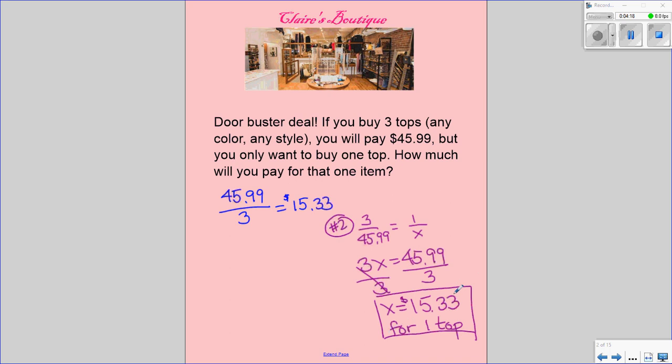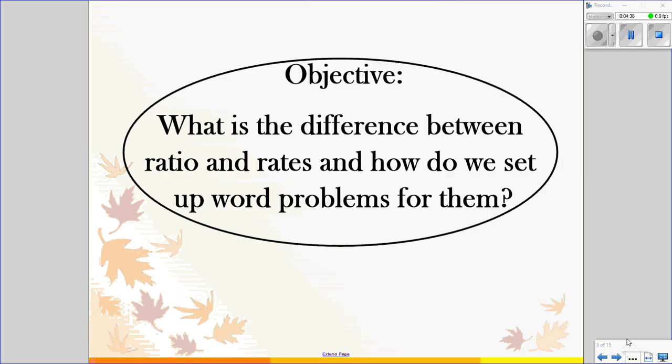So the thing is, we found out how much it costs for that 1 top. So that 1 over 15.33 represents something. And what does it represent? That's what we're going to learn in the next lesson. So the topic that we're going to be learning is unit rates. And the objective is, what is the difference between ratio and rates, and how do we set up word problems for them?